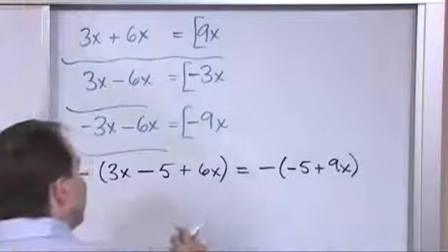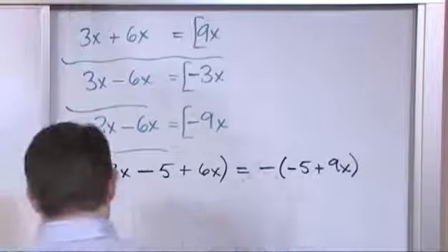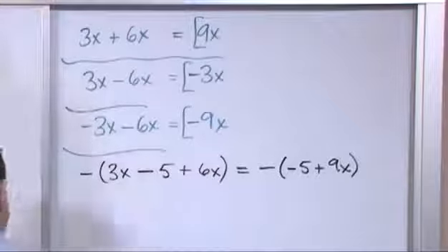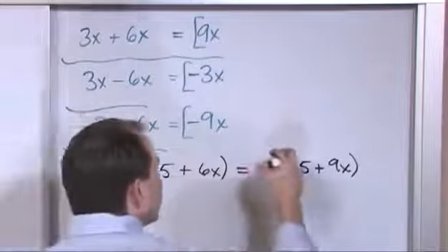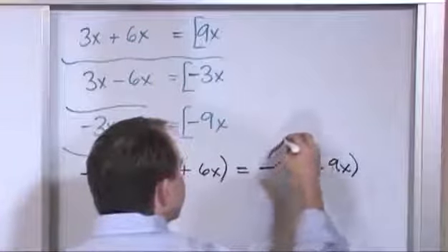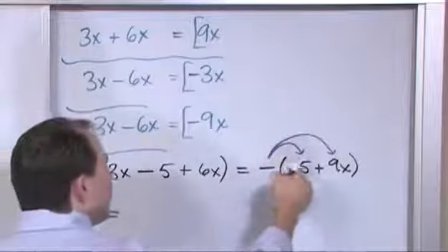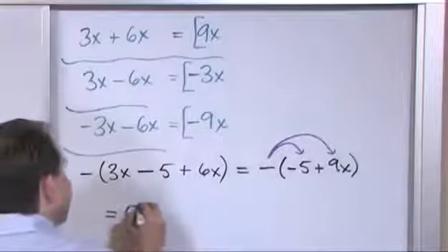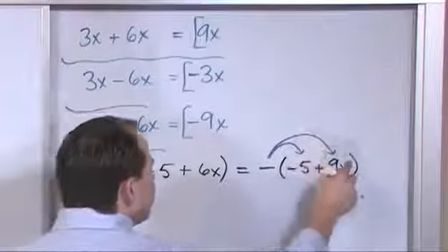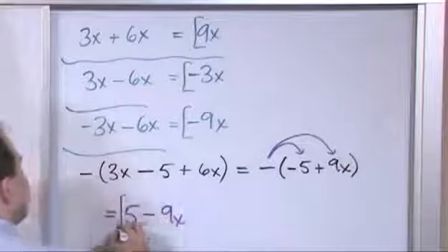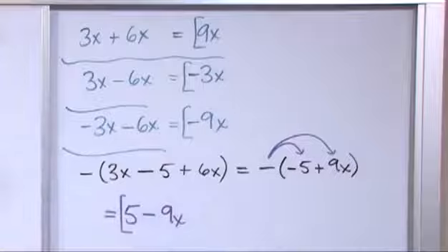So we stop there, but then we notice, okay, there's a negative sign out here. So a negative sign, when it's sitting out in front, is like a negative 1. So we're going to distribute it into here, and then we're going to distribute it into here. So what we'll have is negative 1 times negative 5 gives us positive 5. Negative 1 times positive 9x gives us negative 9x. So we have 5 minus 9x.